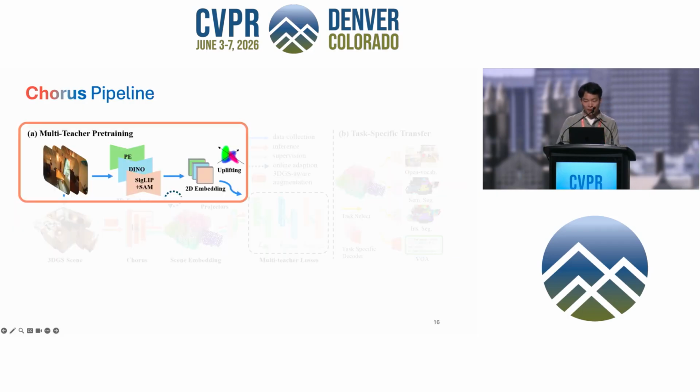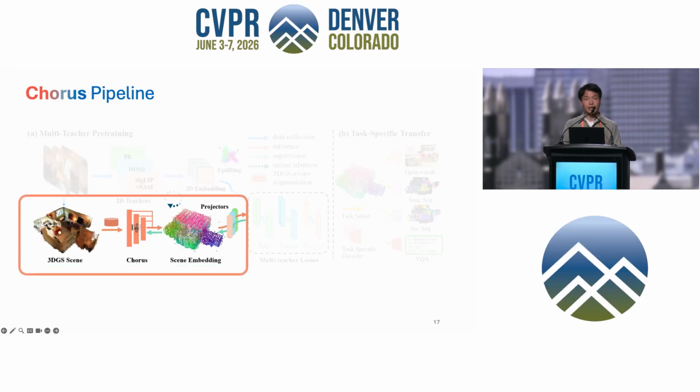Here is the Chorus pipeline. Step one is the training data preparation. For each Gaussian scene, we run the 2D teacher on the training views and get the 2D feature maps. Then using the same rasterization weights from 3DGS rendering, we lift the 2D features back to individual Gaussians.